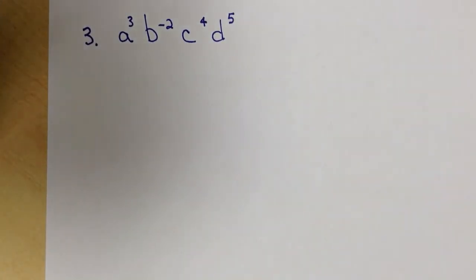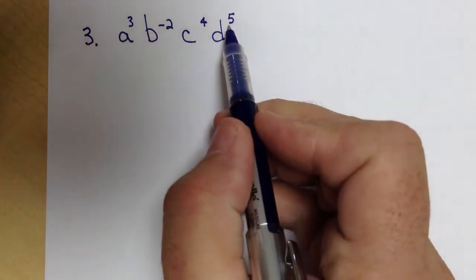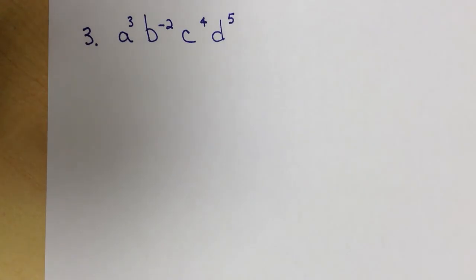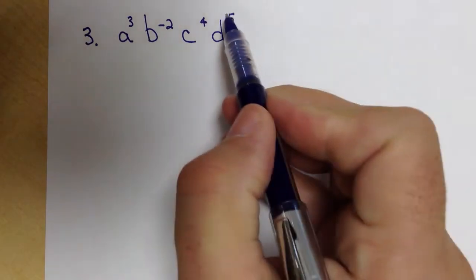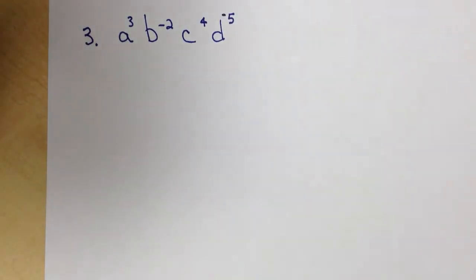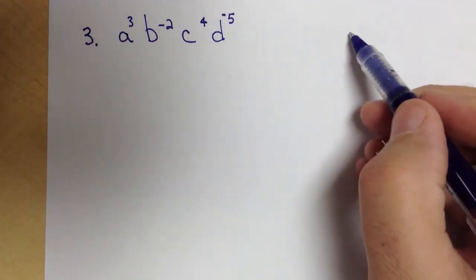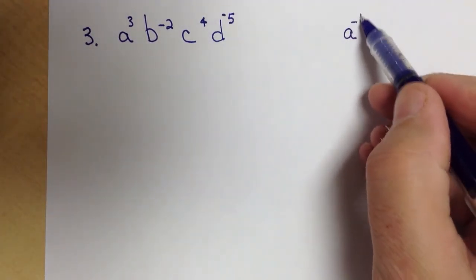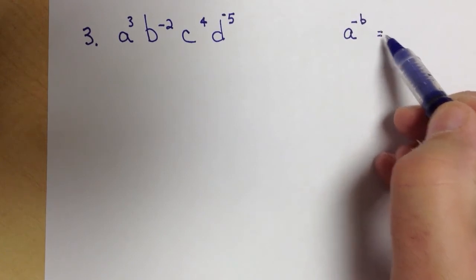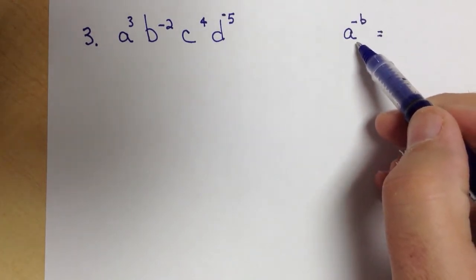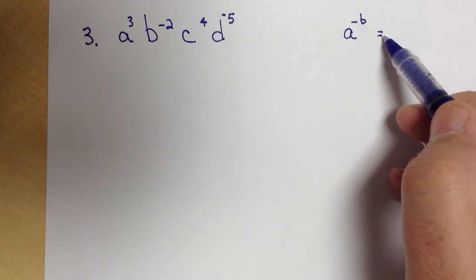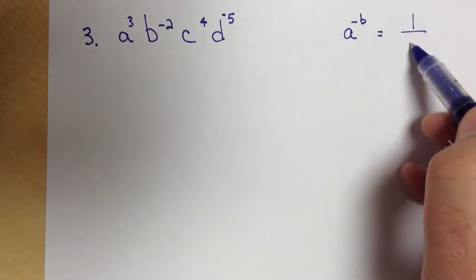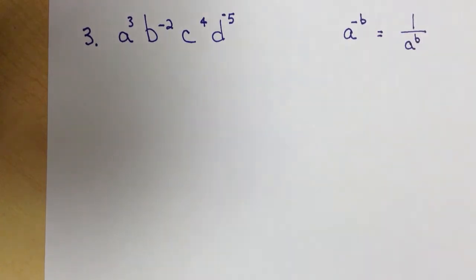Number 3 is dealing with exponents. And the law that this one is using, I believe in the question, it should be d to the negative 5th power. The original question is d to the negative 5th power. So the question is utilizing the law of exponents that says if you have a to the negative b power, this is the same as 1 over a to the b power.